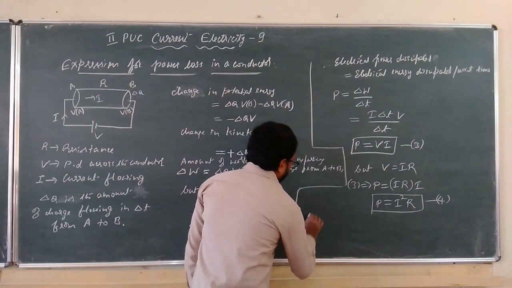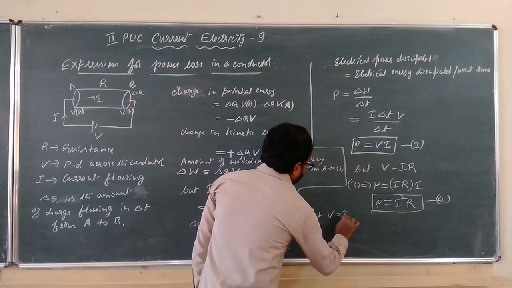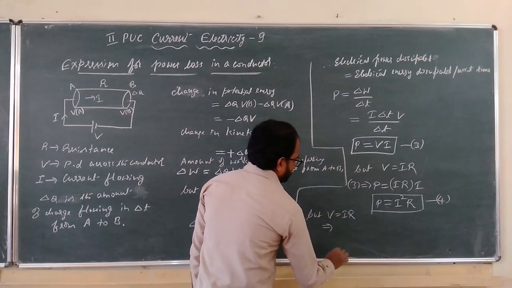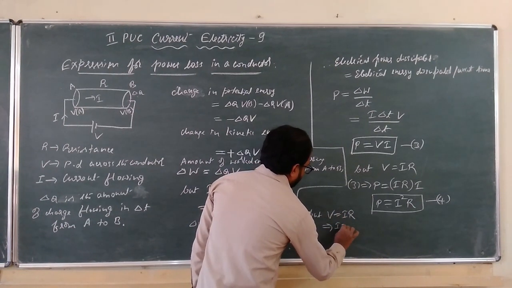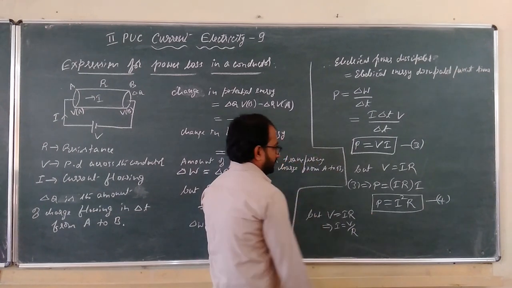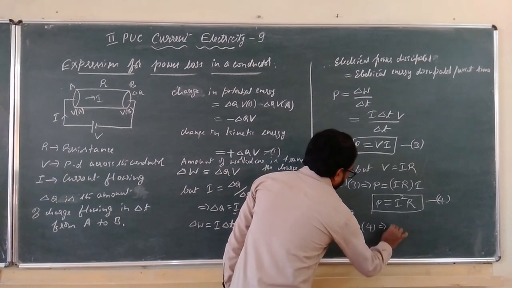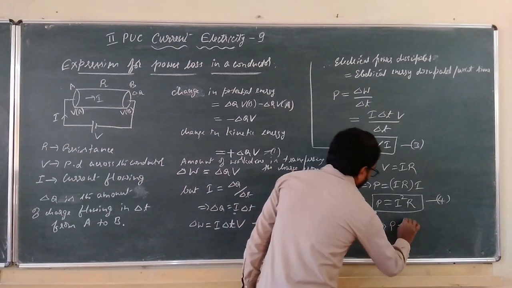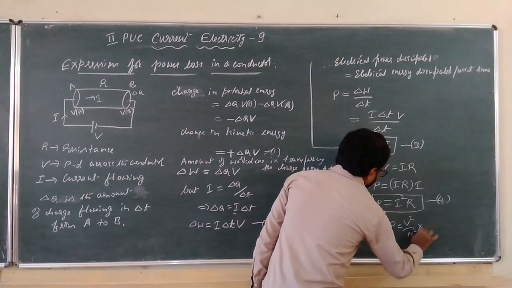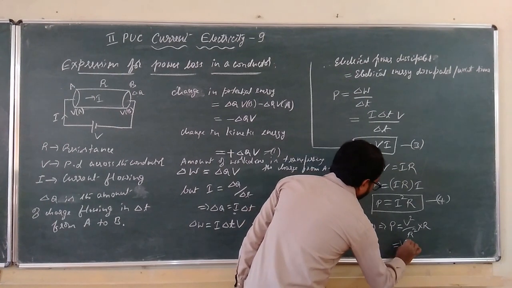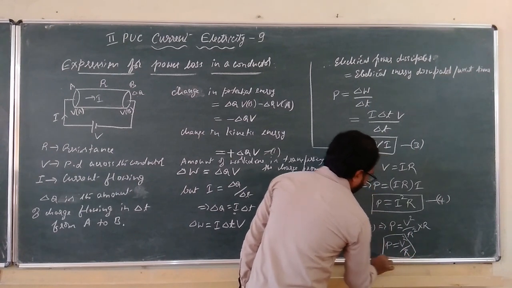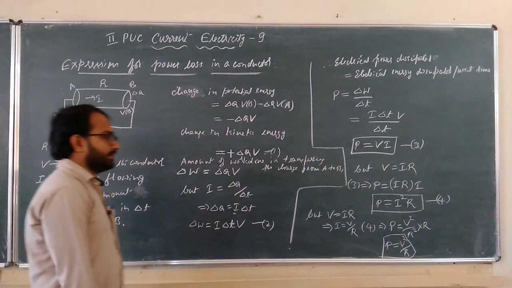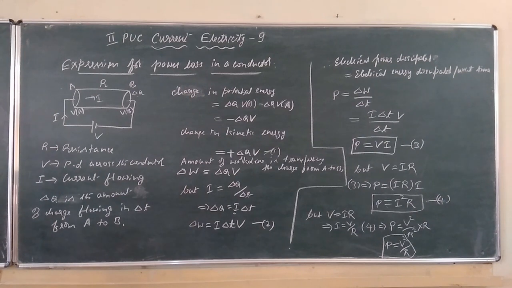But V is equal to IR, so that implies I is equal to V by R. So equation 4 becomes P is equal to I square, that is V square by R square into R, which is equal to V square by R. So this is the expression for power in terms of potential difference and resistance. Okay, right.